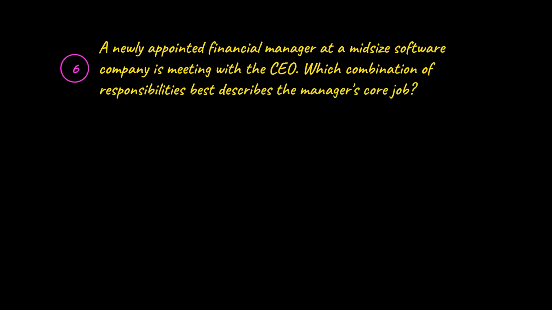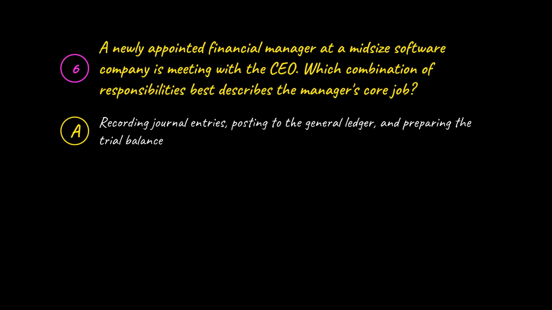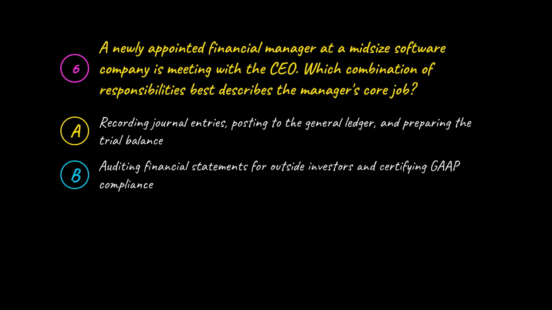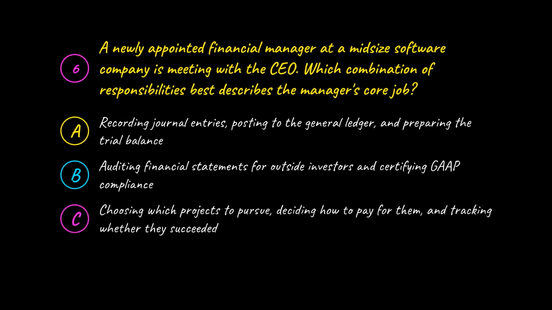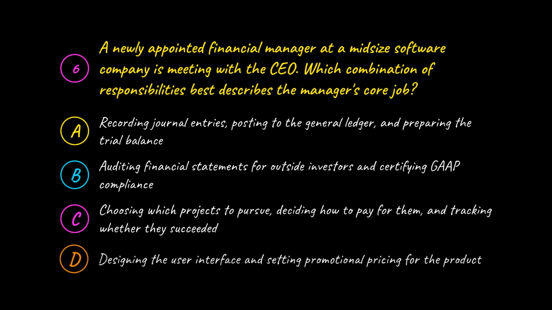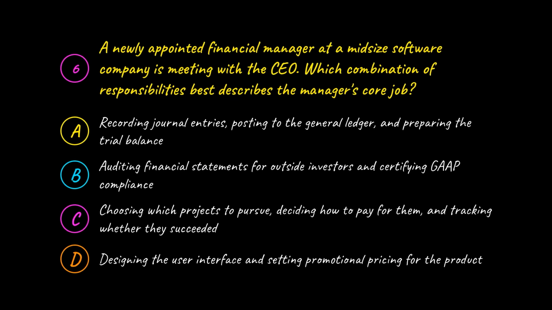Your options are A. Recording journal entries, posting to the general ledger, and preparing the trial balance. B. Auditing financial statements for outside investors and certifying GAAP compliance. C. Choosing which projects to pursue, deciding how to pay for them, and tracking whether they succeeded. D. Designing the user interface and setting promotional pricing for the product. Which would you go with? Lock it in before the reveal.